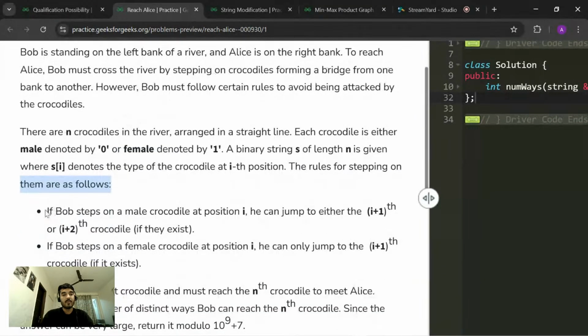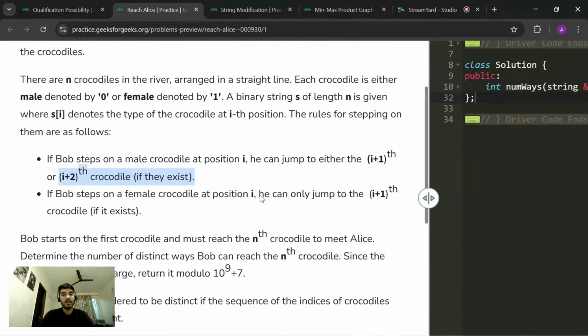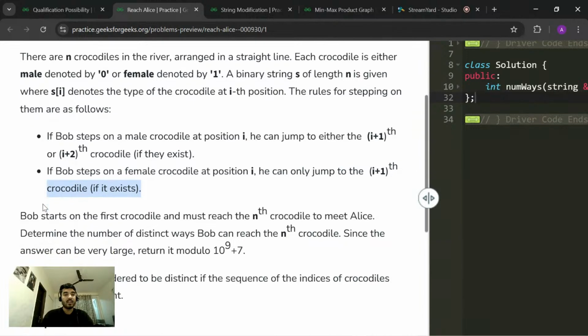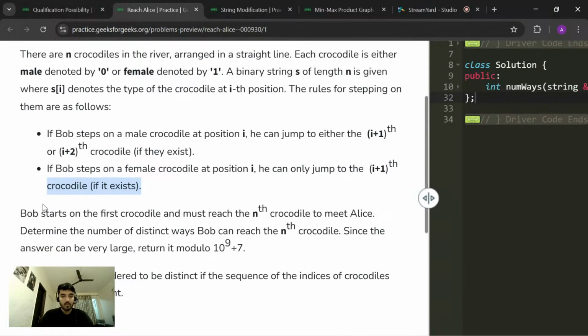If Bob steps on a male crocodile at position i, he can jump to either the i+1th or the i+2th crocodile if they exist. Or if it is a female crocodile, then he can jump only to the i+1th crocodile if it exists. And in this way, we need to report the number of ways to reach the nth crocodile.